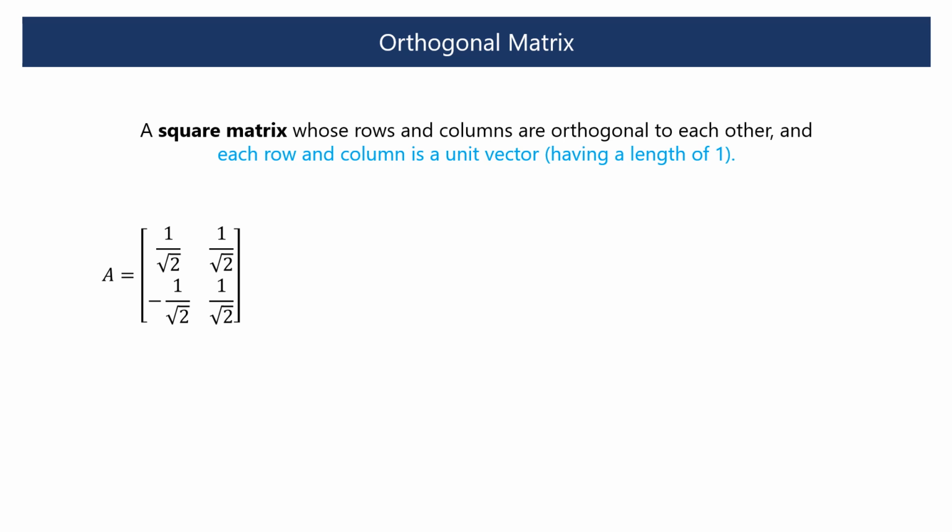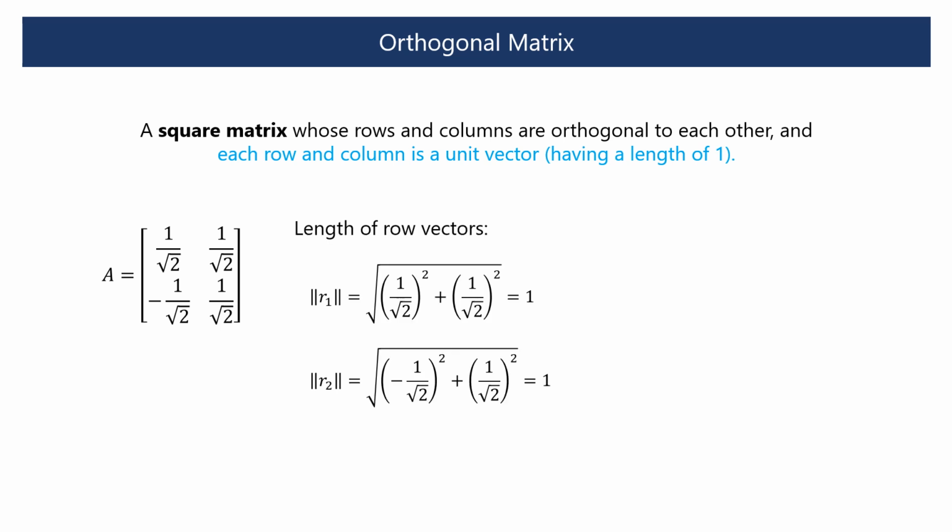Next, let's focus on the second component of the definition. It says each row vector and each column vector should be a unit vector. A unit vector is a vector whose length equals 1. So, let's compute the length of each row vector. We can compute the length of a vector using the Pythagorean theorem in this way. We can see that both row vectors have a length of 1.